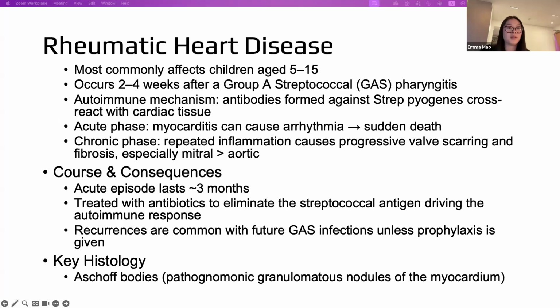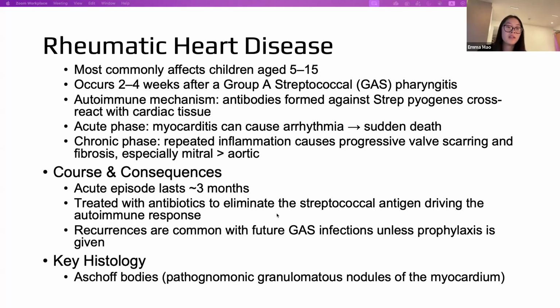Okay, so rheumatic heart disease. It most commonly affects children aged 5 to 15. It occurs 2 to 4 weeks after group A streptococcal pharyngitis. It's caused by an autoimmune mechanism: antibodies against Strep pyogenes cross-react with cardiac tissue. So in the acute phase, myocarditis can cause arrhythmia, and then in the chronic phase, the inflammation can lead to valve scarring and fibrosis, and it's often mitral and then aortic.